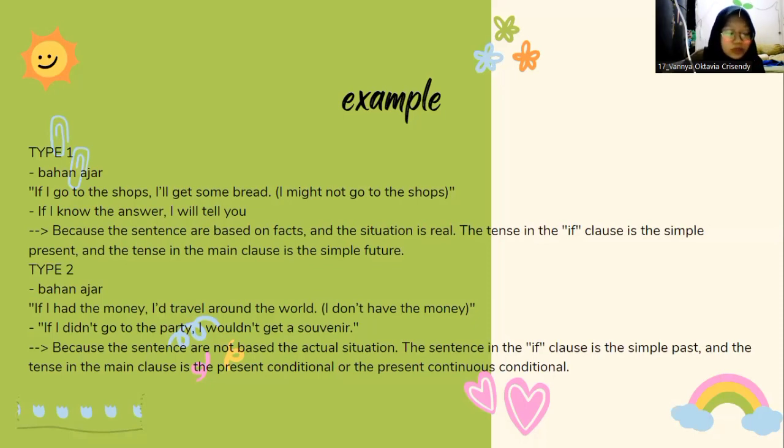Type 2 from the journal: "If I had the money, I would travel around the world." I don't have the money. "If I did not go to the party, I will not get a souvenir." Because the sentences are not based on the actual situation, the tense in the if clause is the simple past, and the tense in the main clause is the present conditional or the present continuous conditional.